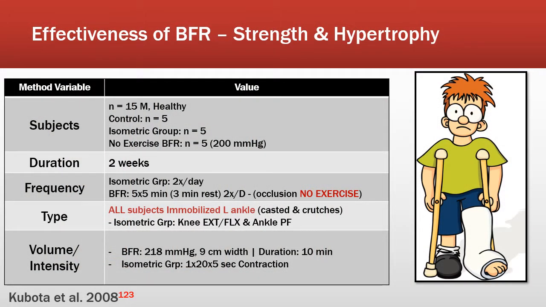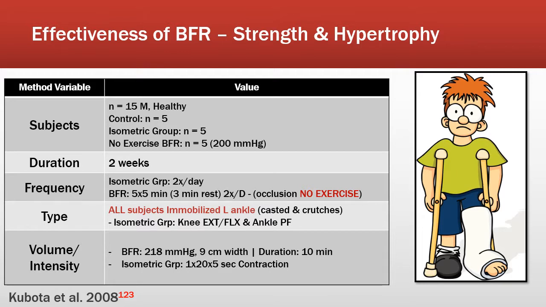So Kubota, 2008, 15 males, they had 5 controls, an isometric group of 5, and a no-exercise BFR group at 200 millimeters of mercury. Essentially what they did with these individuals is they casted them and said you can only walk on crutches. They are otherwise healthy. And so they did no exercise whatsoever, with the exception of the isometric group, and the BFR group did no exercise at all.